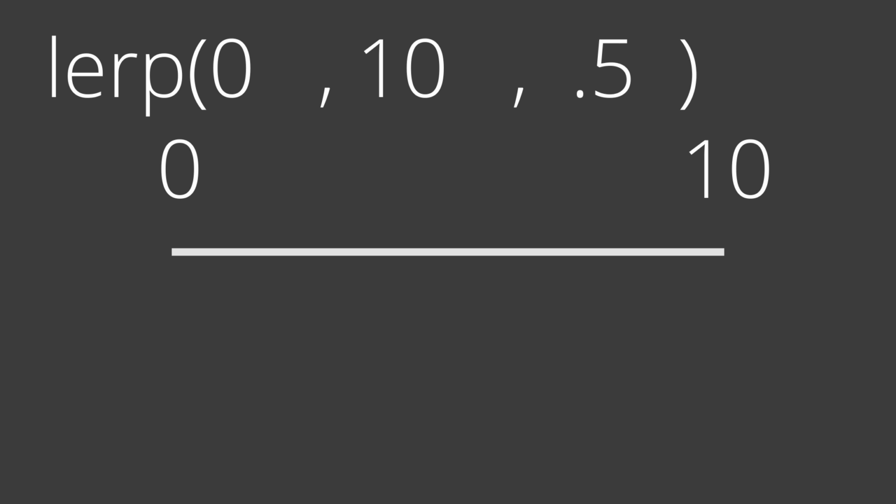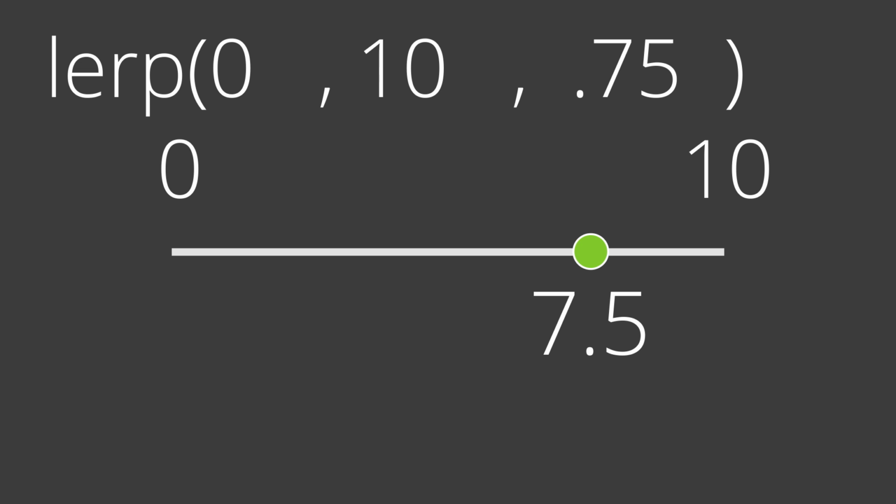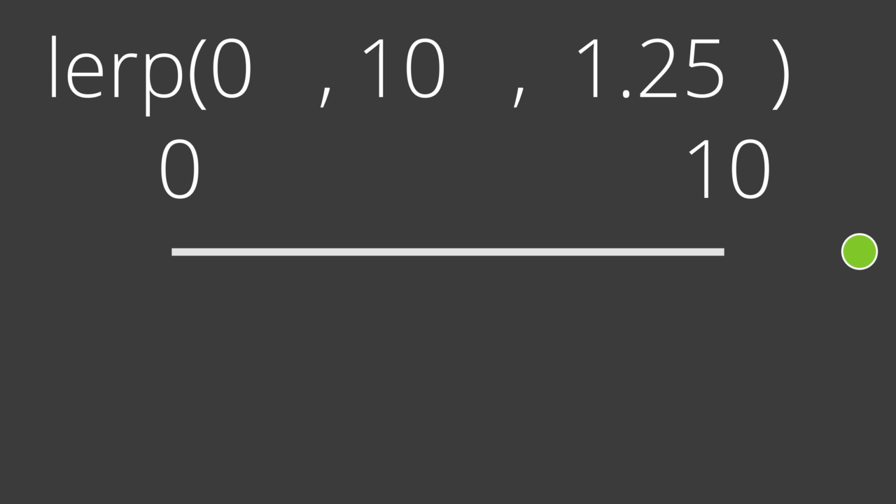What about 0.5, 50%? That would give us 5, the value exactly halfway between 0 and 10. What about 0.75? That would give us 7.5. Hopefully you're already starting to see a pattern. But what if we passed 125%, 1.25? That would give us 12.5. Lerp is not automatically clamped to the values you pass as the first two arguments, which allows you to do some pretty awesome things, although we won't be taking advantage of that for this tutorial.